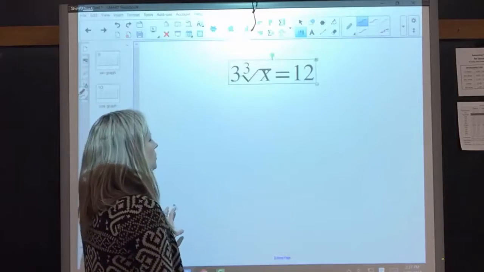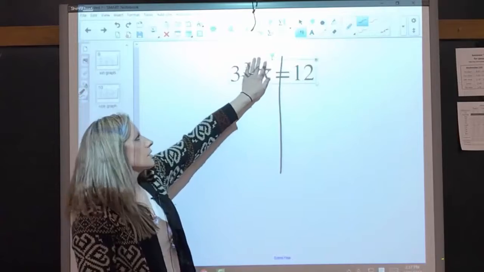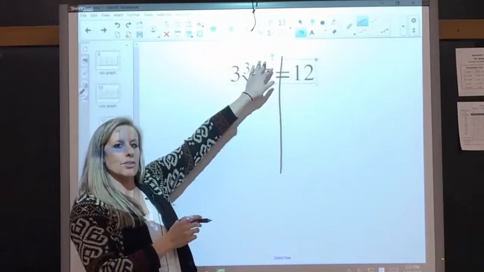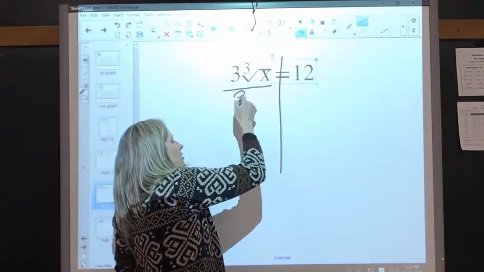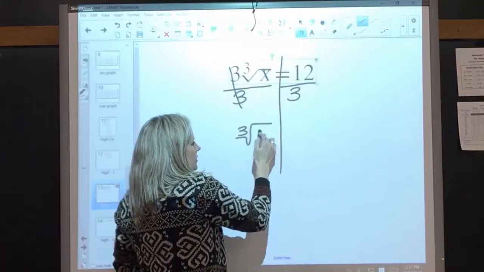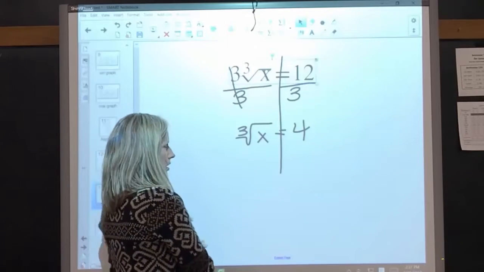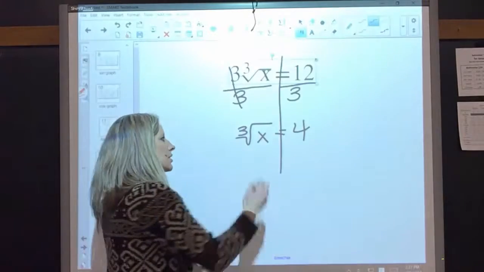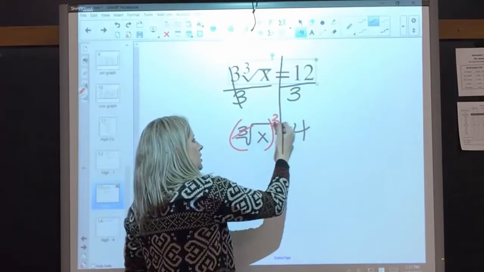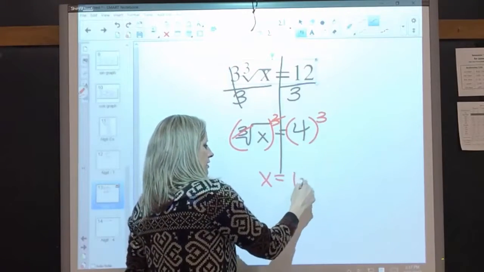Okay, on number 2, you want to save the cube root for last. Okay, so the opposite of multiplying by 3 is dividing by 3. So we have the cube root of x equals 4. Okay. The opposite of cube rooting something is cubing it. So we're going to cube both sides. And 4 cubed is 64.